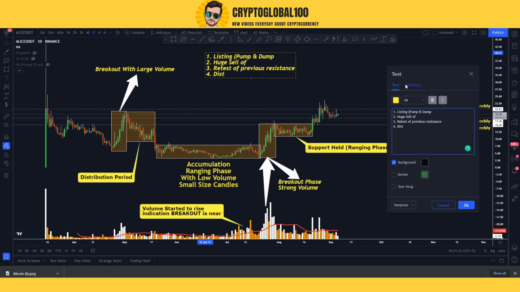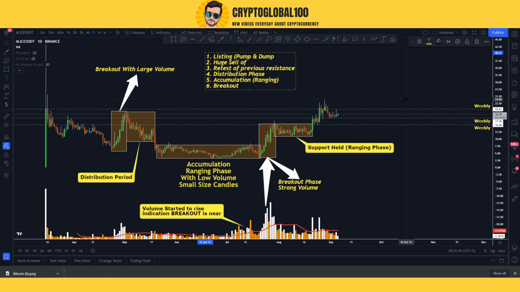The distribution phase is the phase where you see low volume. After the distribution phase, we tend to go into the accumulation mode, or you can say the ranging phase. And then we see a breakout. This is usually the structure, which happens with almost every coin. Most of the coins do this.